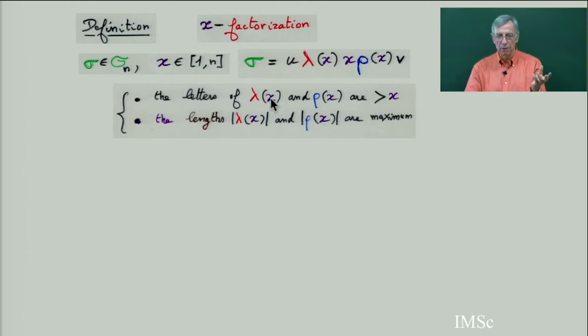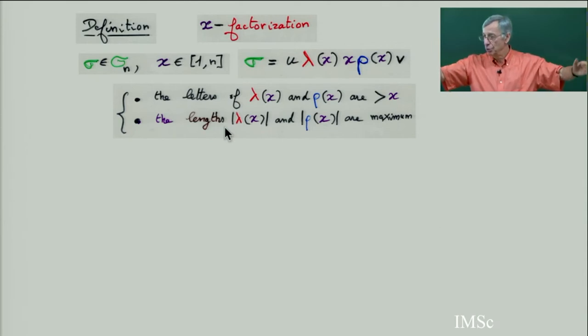The letters of lambda of X and of rho of X are all strictly bigger than X. And moreover, the two factors which are at the left and the right of X have the maximum possible length. So this is the X factorization. You start from your letter X, and then left and right, you read as much as you can, taking consecutive letters which are strictly bigger than X. And you stop when you reach the beginning or the end of the permutation, or if you fall on a letter which is strictly less than X.